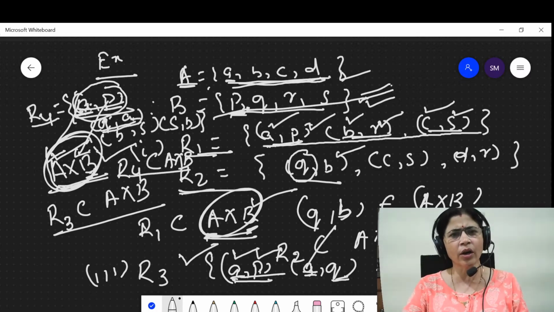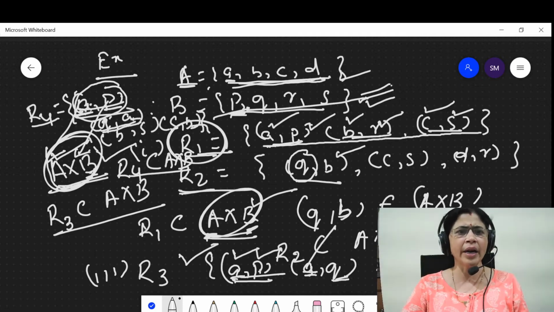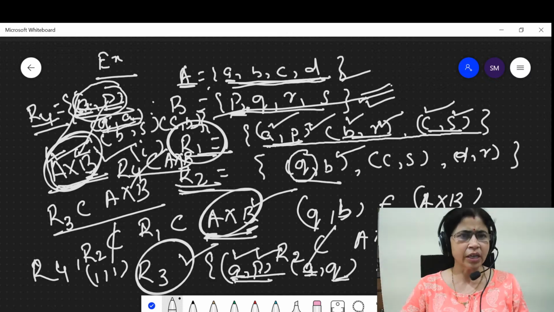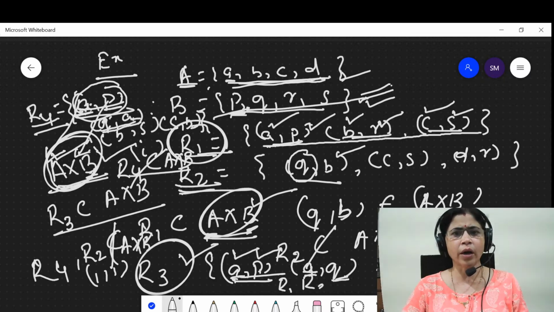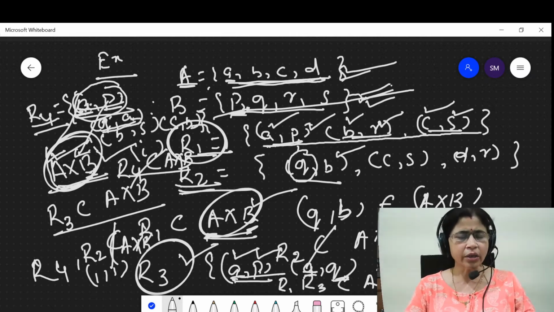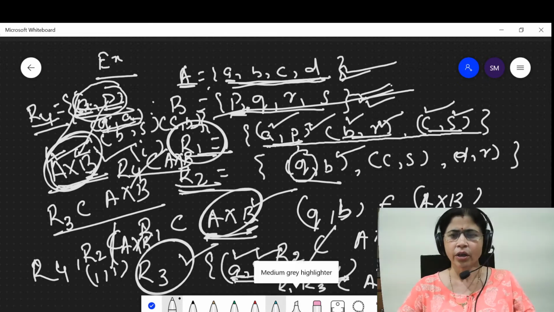From these discussions, we come to the conclusion that R1 and R3 are relations, whereas R2 and R4 are not relations, because R2 and R4 are not subsets of A cross B, but R1 and R3 are subsets of A cross B. Then if A is this set and B is this set, R1 and R3 are the relations between A and B, whereas R2 and R4 don't build any relations between A and B. Now let us discuss some theory.